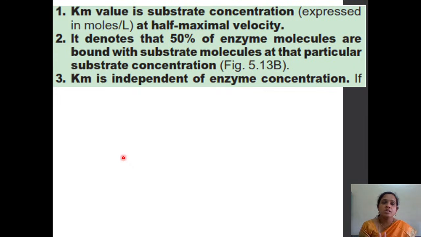Now, I would like to, because I am stressing so much about Km, because this is a short question that would be asked in your regular exams. So the Km is a substrate concentration which is expressed in moles per liter at the half of the maximum velocity. It denotes that 50% of the enzyme molecules are bound with the substrate molecules at a particular concentration of the substrate. So that means 50% of the enzyme is present as ES complex.